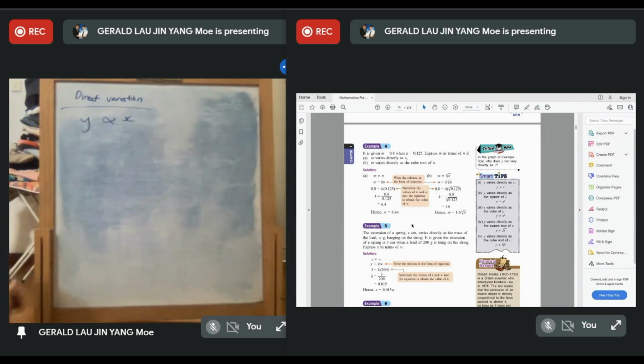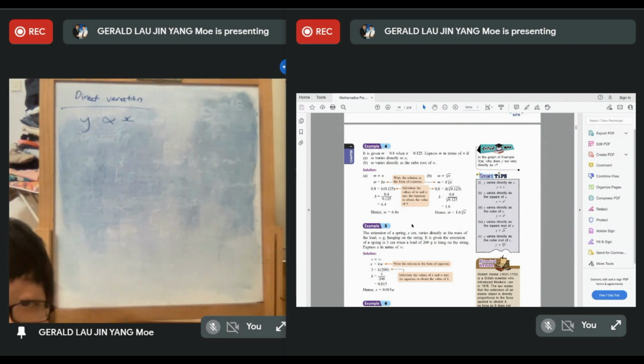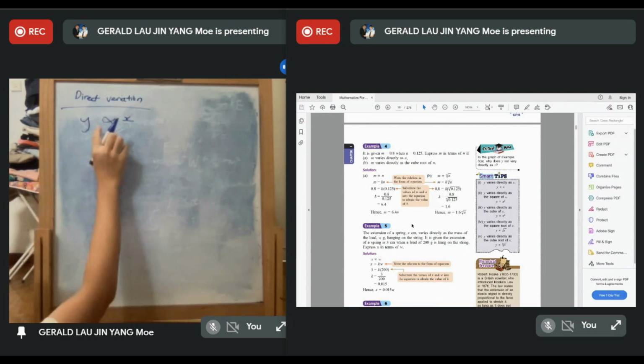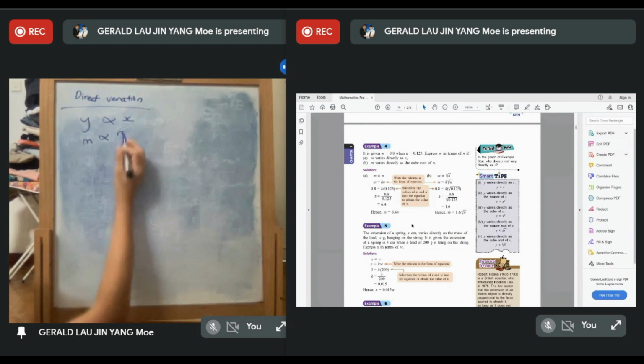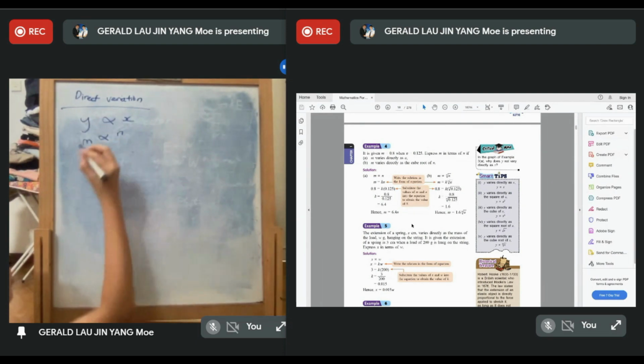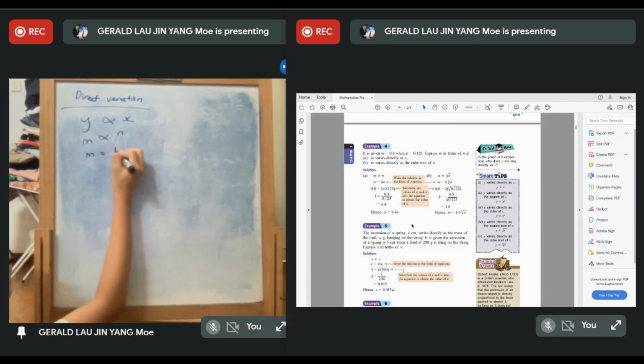Okay. Now, you see, they give you m is 0.8 and 0.125. Express m in terms of n if m varies directly as n. Now, so if they say m varies directly as n, immediately in your head, this one must come out. So m varies directly as n. Okay? And then how to convert to an equation? Introduce the constant: m equals kn.